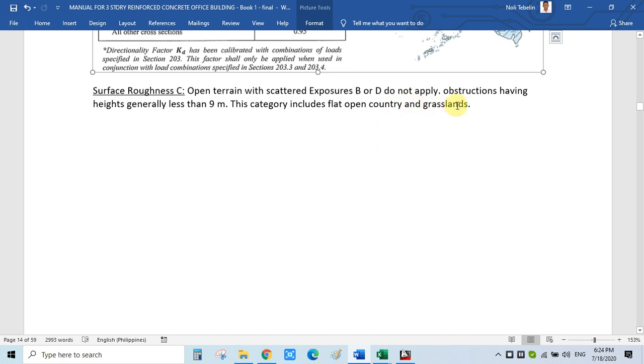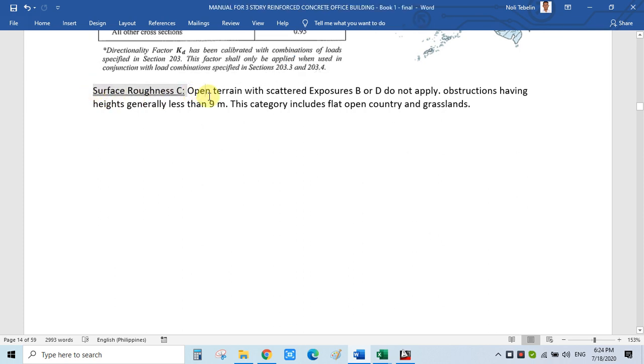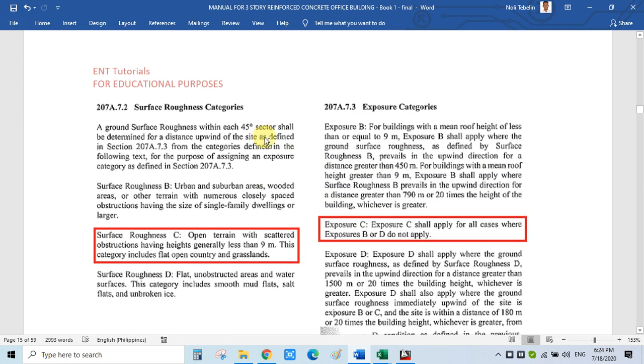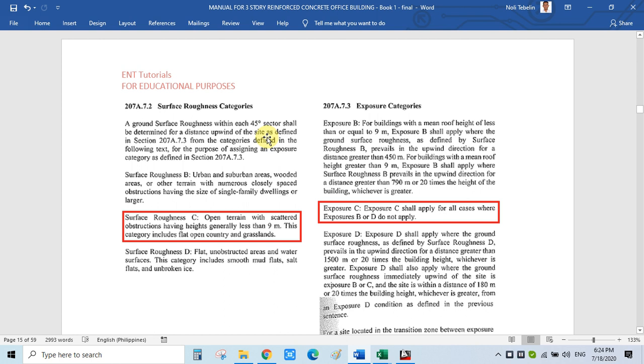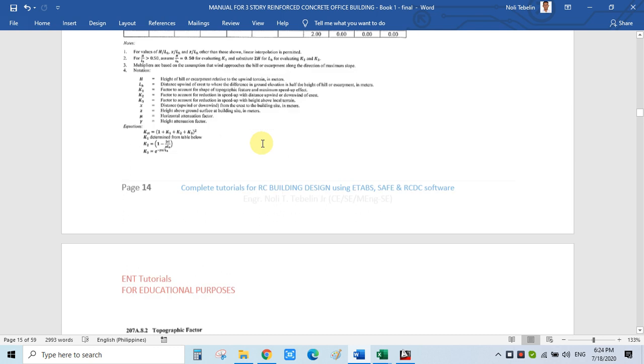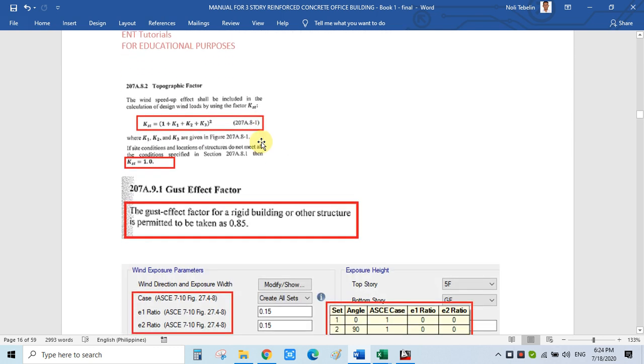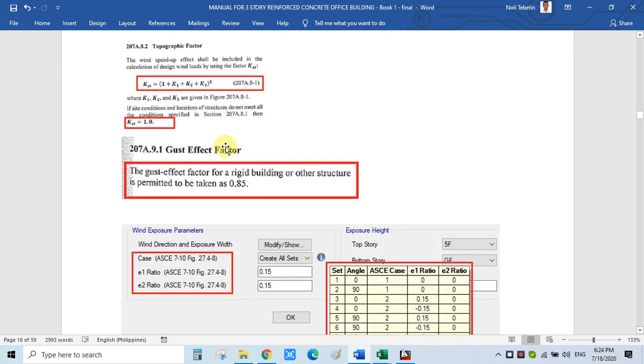Next is we will have topographic factor. We can compute it or we can use 1.0. So you can do your own manual calculations here.